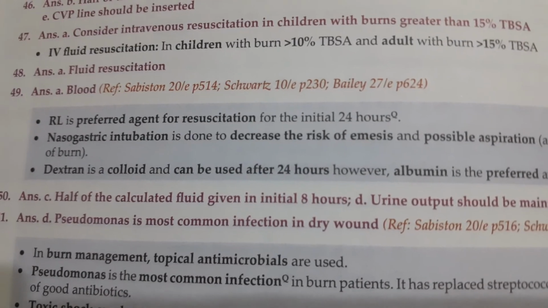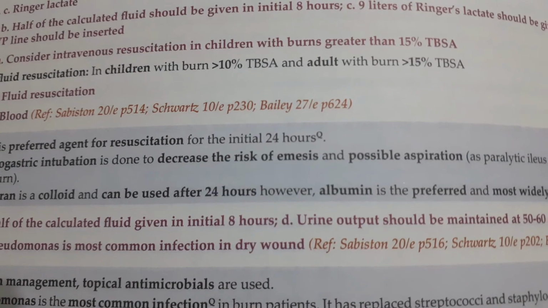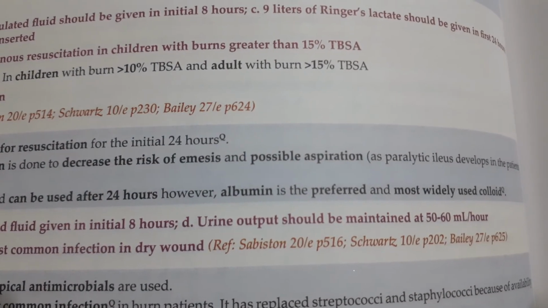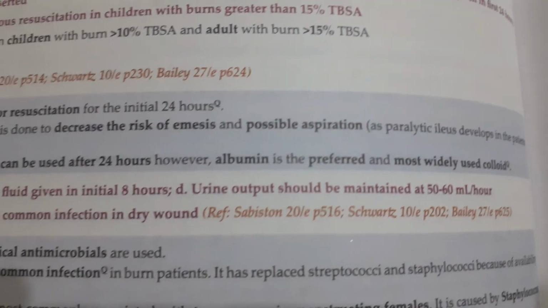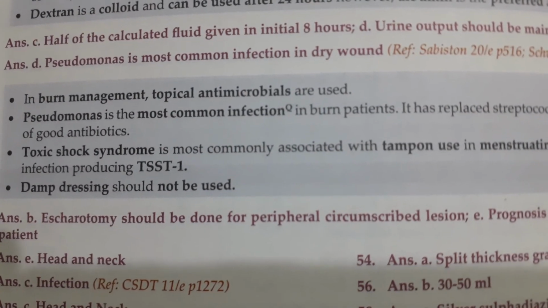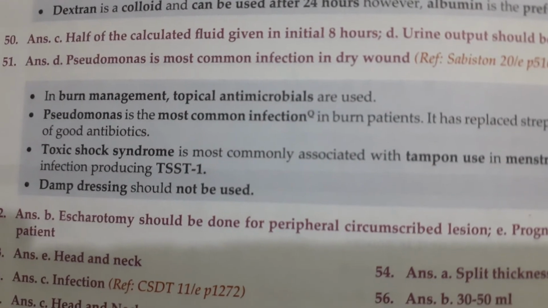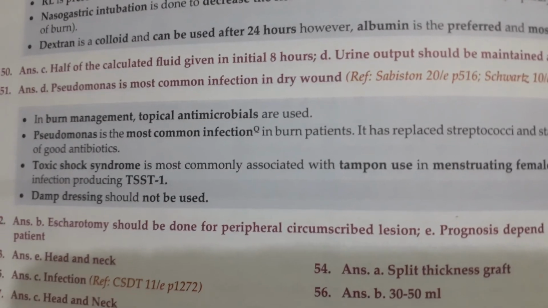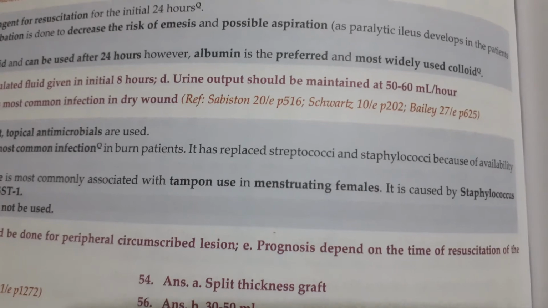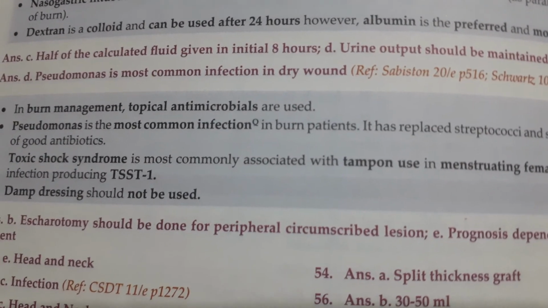In patients of burn, dextran is a colloid that can be used after 24 hours. However, albumin is the preferred and most widely used colloid. In burn management, topical antimicrobials are used. Pseudomonas is the most common infection in burn patients. It has replaced streptococcus and staphylococcus because of availability of good antibiotics.